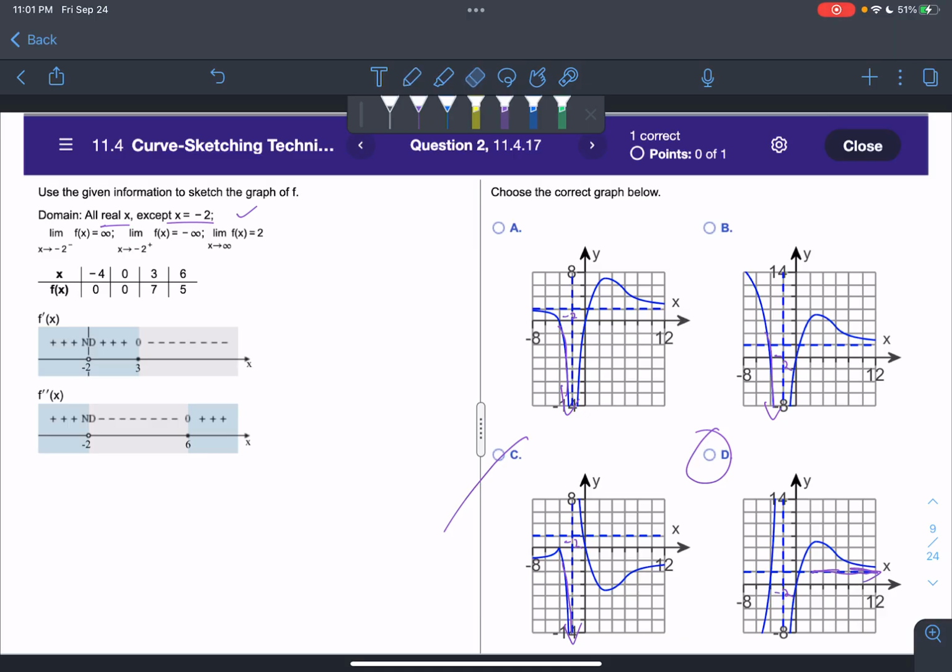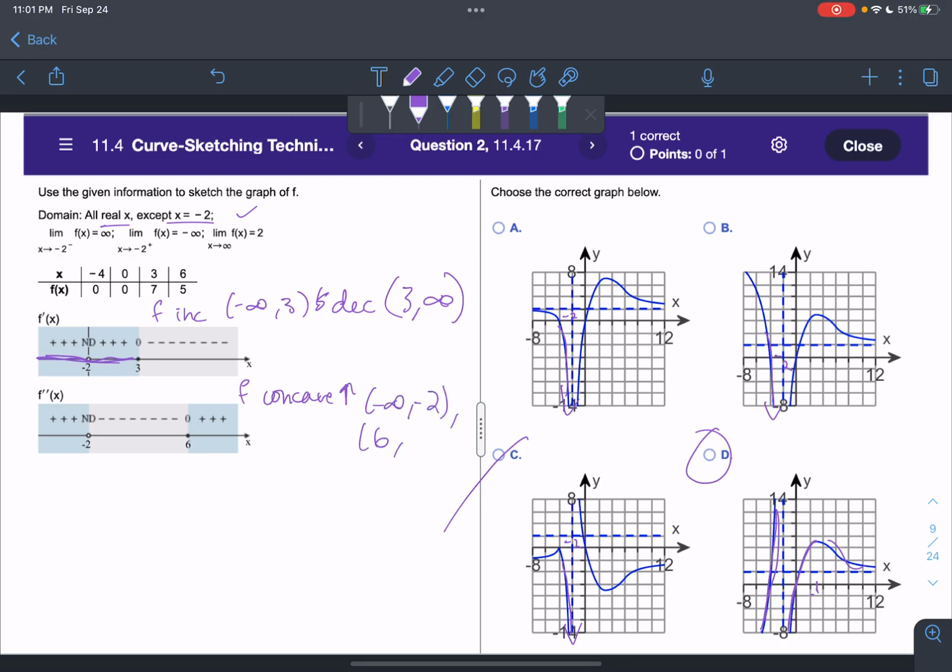We can confirm it further with our sign charts. I'm expecting my F to be increasing from negative infinity to 3. That's just reading off this blue part, and decreasing from 3 on. 3 is probably around here-ish. So yeah, we're increasing and then decreasing. That looks good.